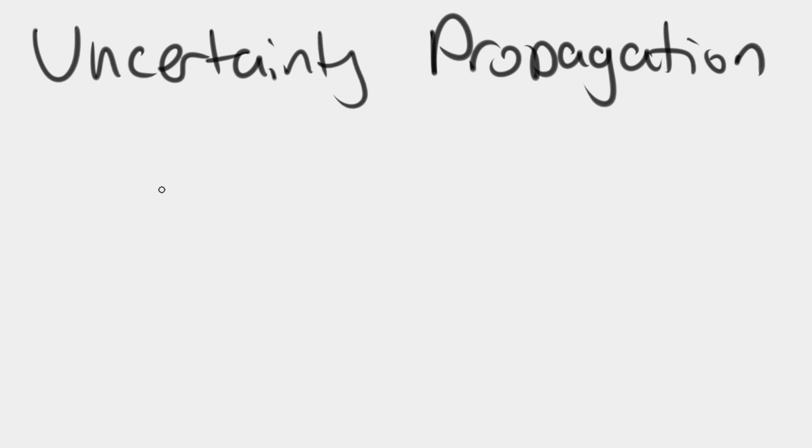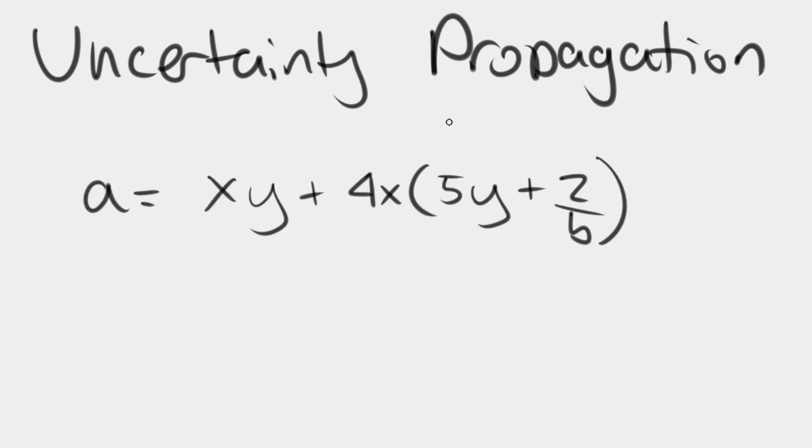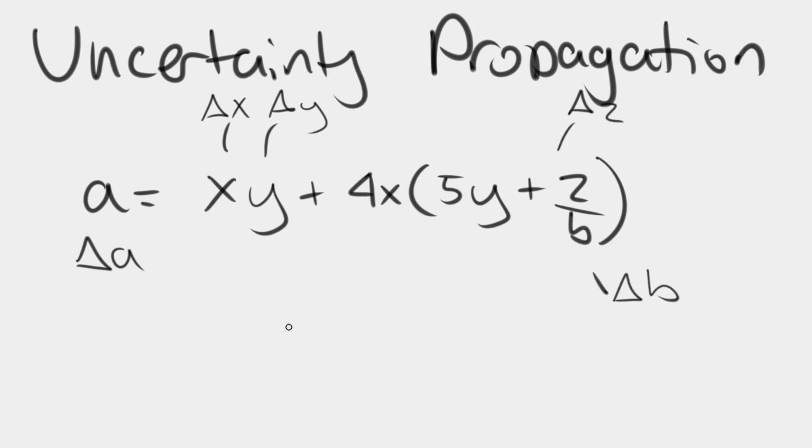is that, let's say you have a function or equation. Let's say we have this crazy equation right here, and we want to find the uncertainty of delta A, when we know delta X, we know delta Y, we know delta Z, and we know delta B. These deltas are just uncertainties to these associated variables.